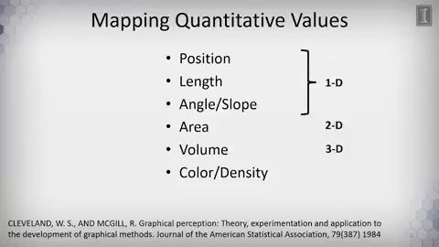So it's interesting to note that as we move farther down the list and find less effective ways of mapping data to geometric or spatial values, we move from one-dimensional values of position, length, angle, and slope to two-dimensional values or three-dimensional values of area or volume. And when we get to color or density, we're no longer talking about spatial values at all. These are non-spatial values.